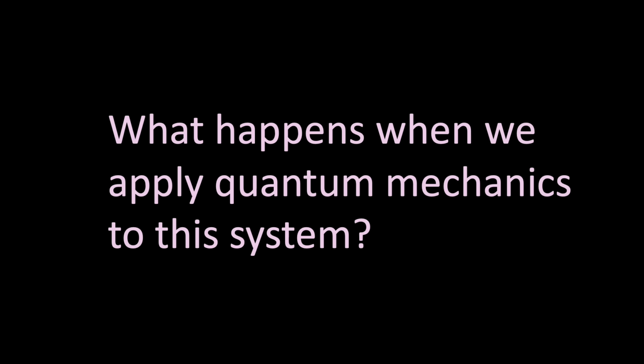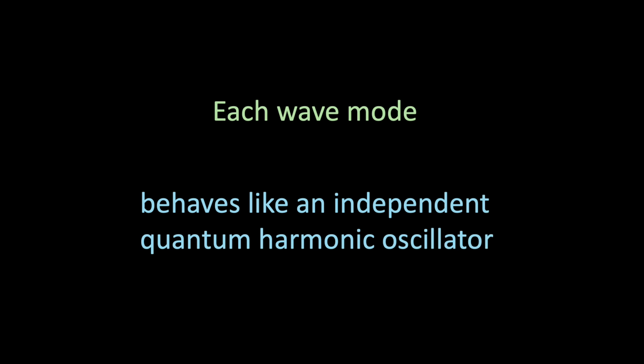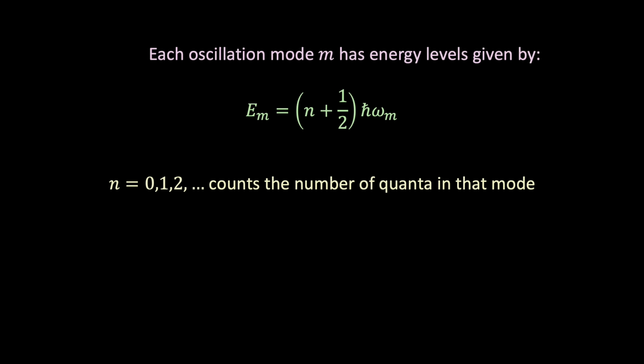Okay, so let's now ask, what happens when we apply quantum mechanics to this system? Well, the amazing thing is that each wave mode behaves like an independent quantum harmonic oscillator. In other words, each oscillation mode m has discrete quantized energy levels given by the following relation, where n counts the number of quanta in that particular mode.